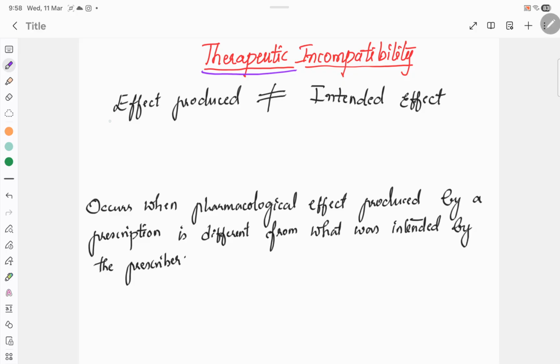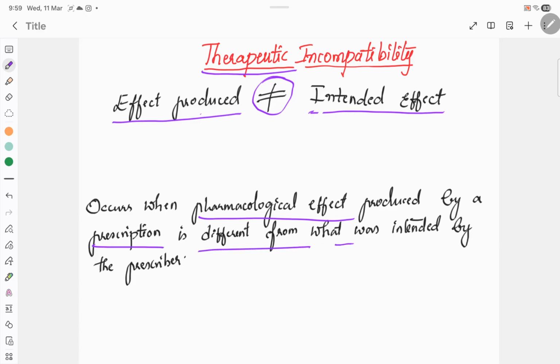That means the effect that is produced after taking the medication is not equal to the effect that you have thought of or aimed for. The effect that has been produced will not be equal to the intended effect. So in simple terms, therapeutic incompatibility occurs when the pharmacological effect produced by a prescription is different from what was intended by the prescriber. You can write this as a definition of therapeutic incompatibility.